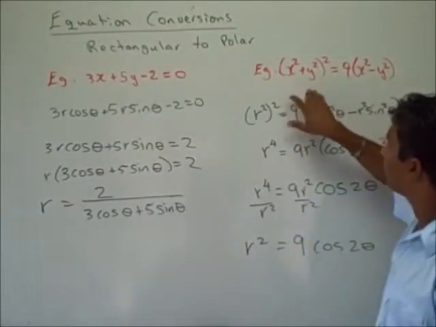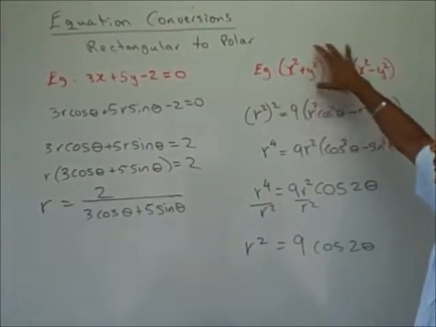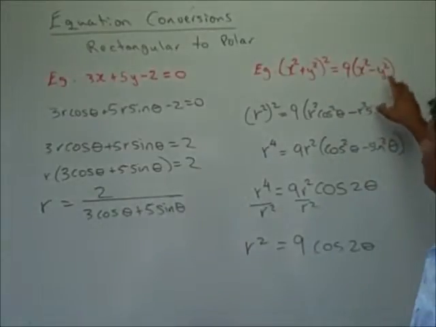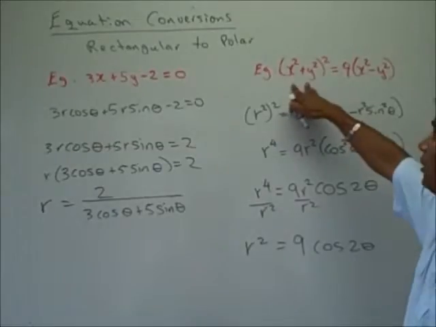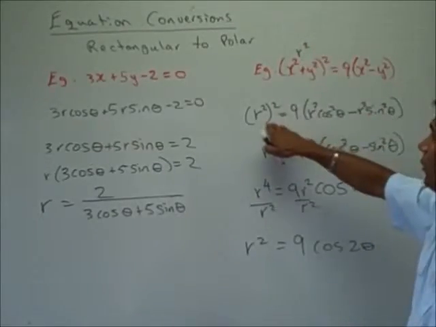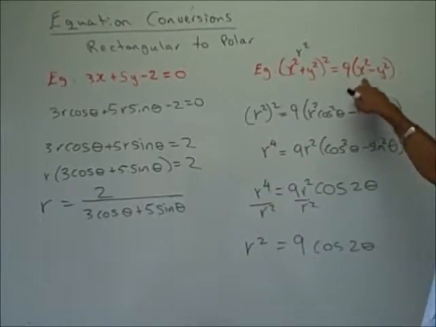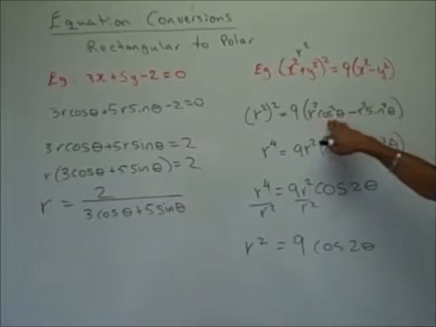In our second example, it's a little more challenging. We have x squared plus y squared all squared is equal to 9 times x squared minus y squared. This is x squared plus y squared, which we know is equal to r squared. So if we replace all this with r squared, we have r squared squared, which gives us r to the 4th power. We know x is equal to r cosine theta. So since this is x squared, then that will give us r squared cosine squared theta.